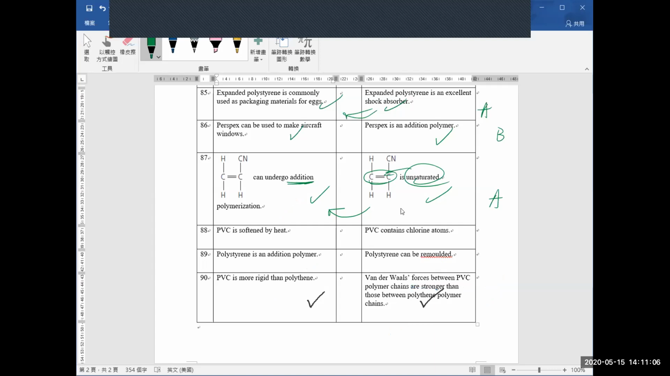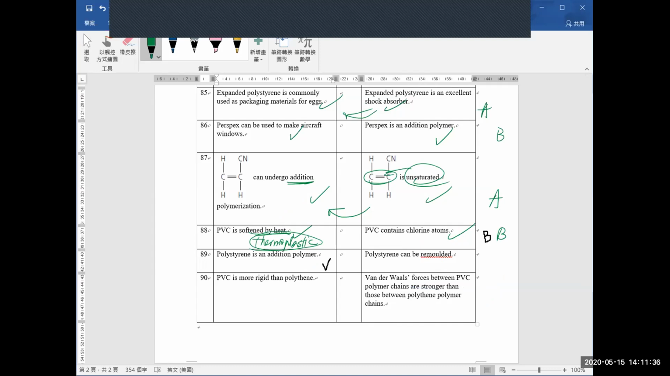88. PVC is softened by heat. PVC contains chlorine atoms. Yes, it's B. Softened by heat means that it is a type of thermoplastic, while the second statement is irrelevant to the first. 89. Two more questions to go.